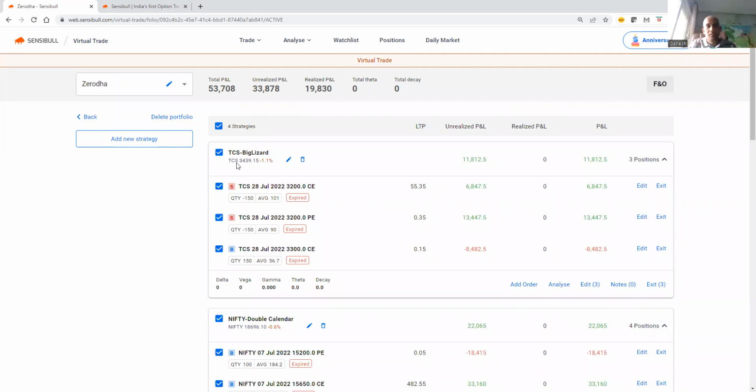So here we see, sir, let's say this is the strategy, TCS Big Loss Order, I took in July, expired. I know what profit I got, but by this strategy, 11,800 I got. What have I done? 3,200 straddle I went, and 3,300 call I bought. What is the price I bought? Average 101. This is 90. What was the close? All those things I can see here.